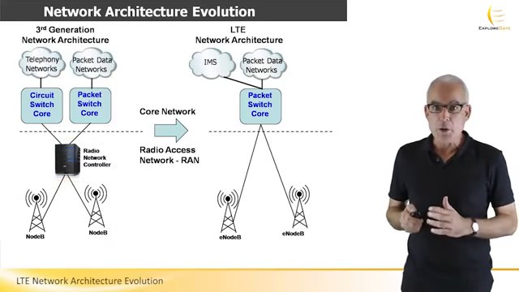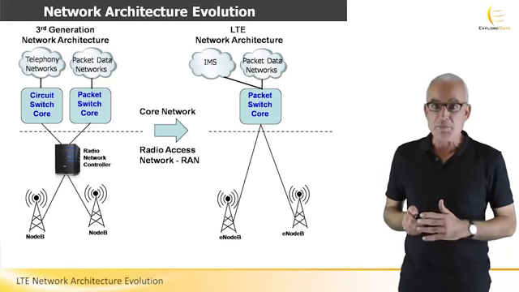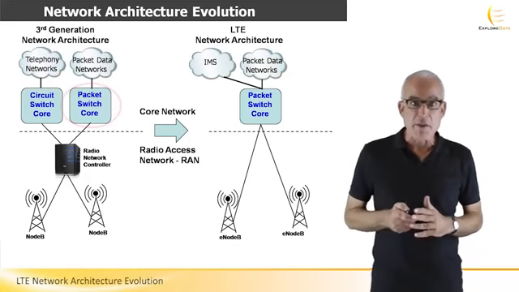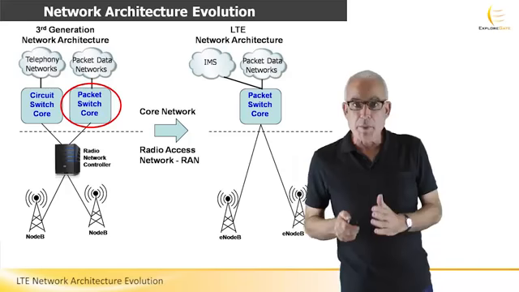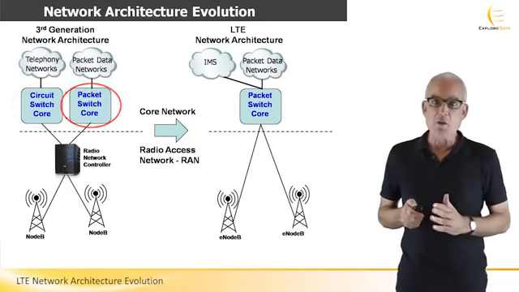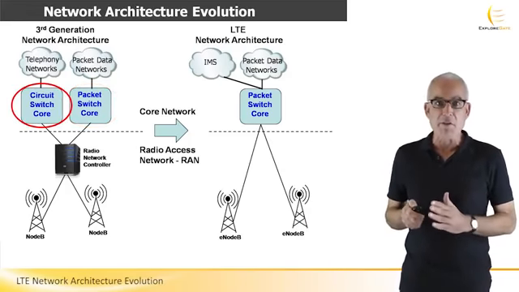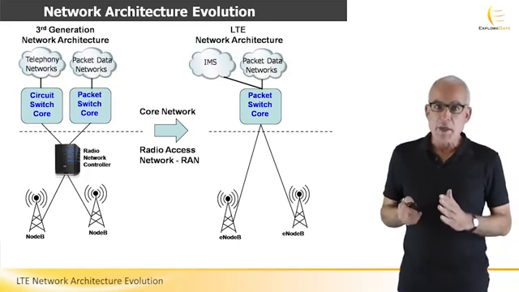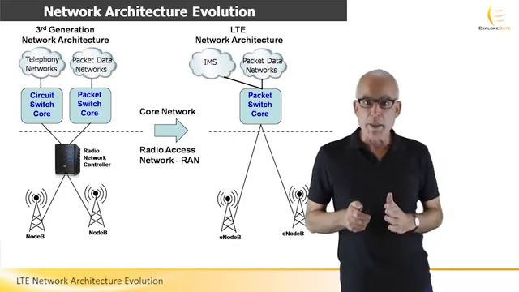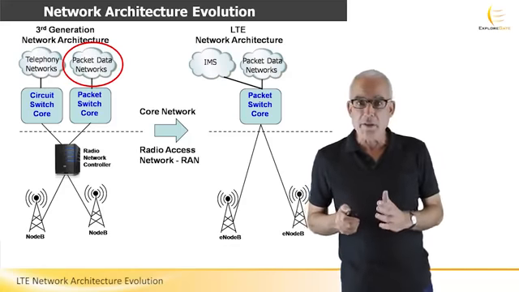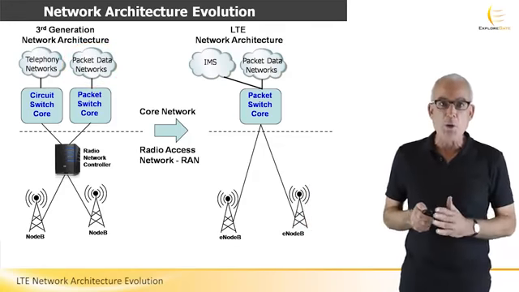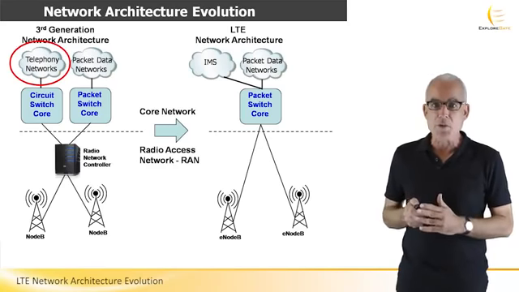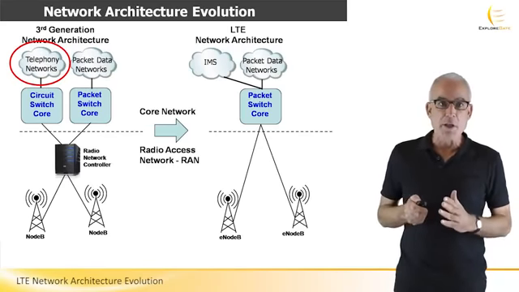The 3G core network has two subsystems: the packet data subsystem, which handles the packet-based data, and the circuit switch subsystem that handles voice services with dedicated resources. The packet switch core is connected to a packet data network, such as the internet, while the circuit switch core is connected to telephony networks, such as public switched telephony networks.